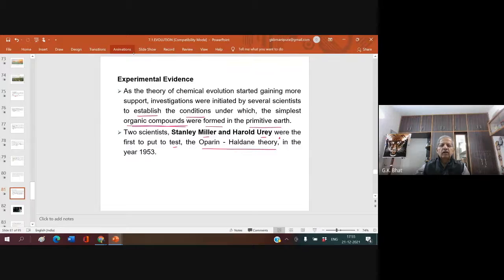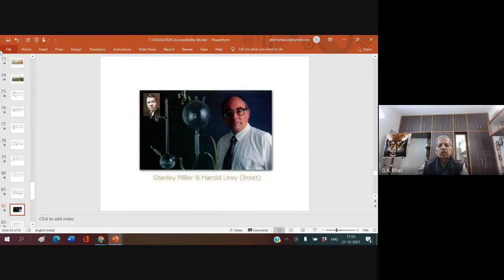They wanted to test whether the concept that Oparin-Haldane has put forward is possible. It is called the Oparin-Haldane theory, and this was put forward in the year 1953. And this is what happened. Stanley Miller and Harold Urey. Harold Urey was the research guide to Stanley Miller, and whatever work they have done is the PhD thesis of Stanley Miller. Harold Urey was his research supervisor or guide.